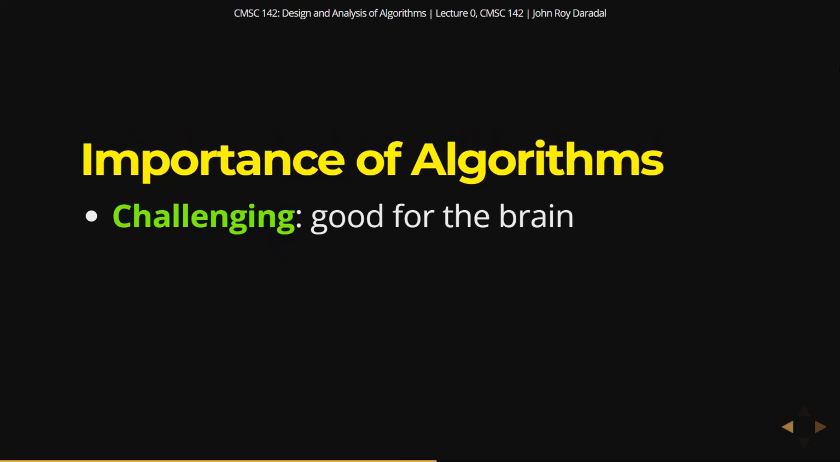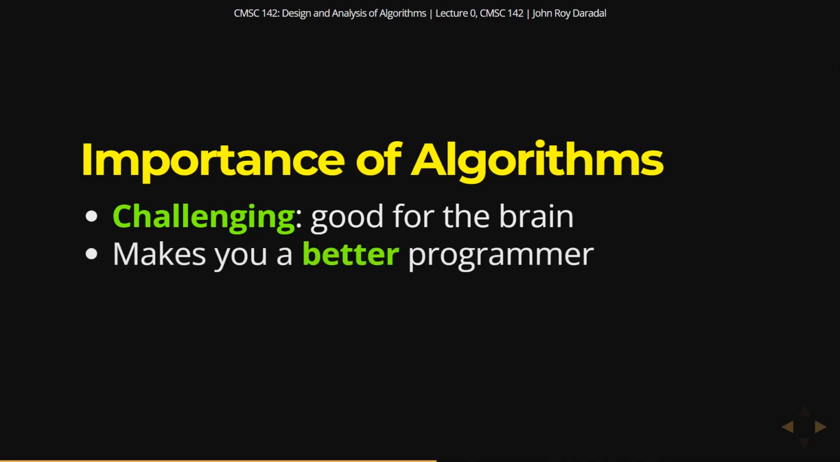The other importance of algorithms is because it's challenging. So it's good for the brain to challenge yourself to come up with a clever algorithm, right? And this somehow makes you a better programmer, because if you think about that algorithmically, then your code will become better naturally also. And finally, because algorithms are fun, and hopefully by the end of CompSci 142, you will realize and agree that algorithms are fun.